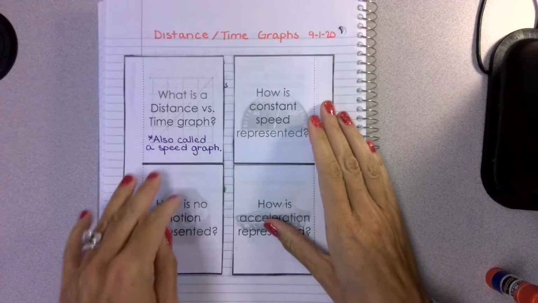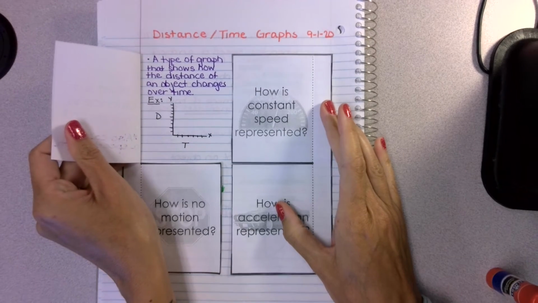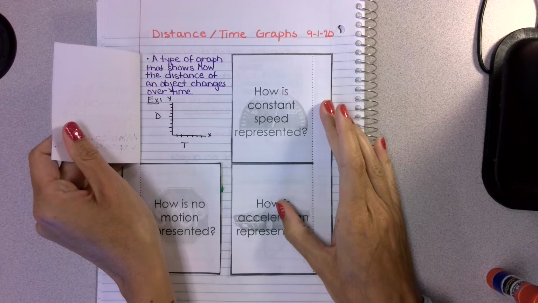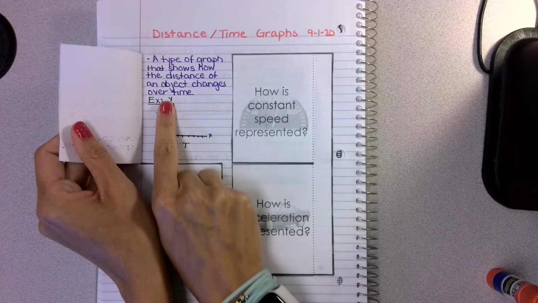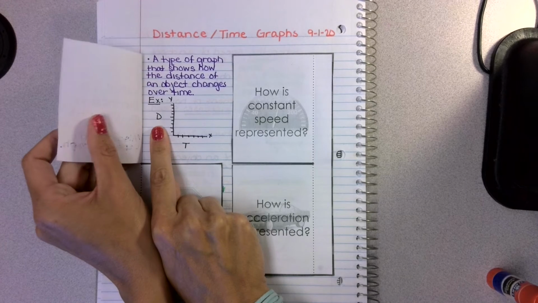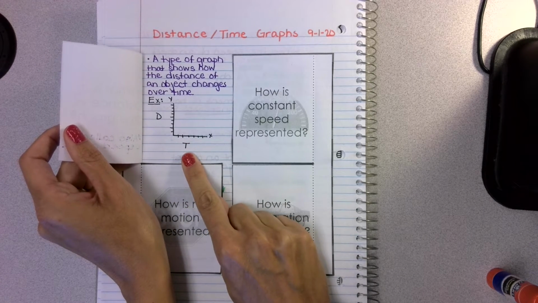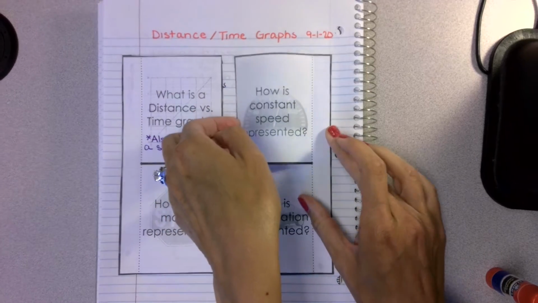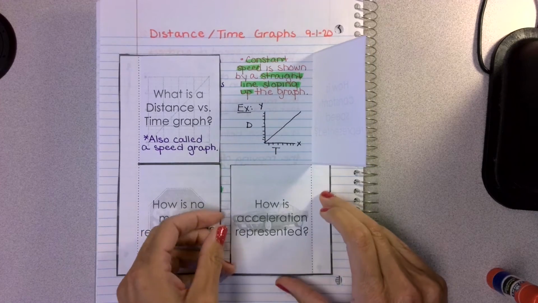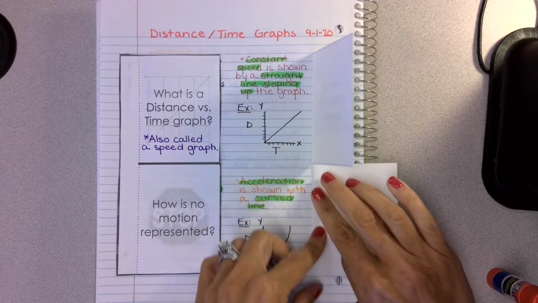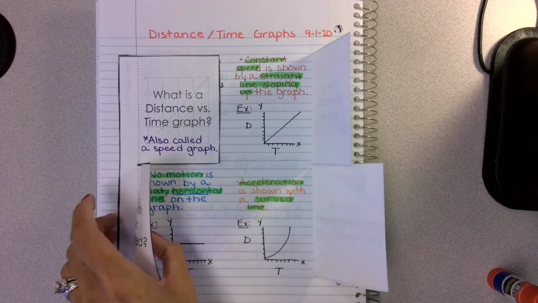What is a time distance graph? It is a type of graph that shows how the distance of an object changes over time. On the y-axis, that is vertical up and down, you have your distance. On the x-axis, you have time. How is constant speed represented? Constant speed is represented with a slope. How is acceleration represented? It's represented with a curve right here.